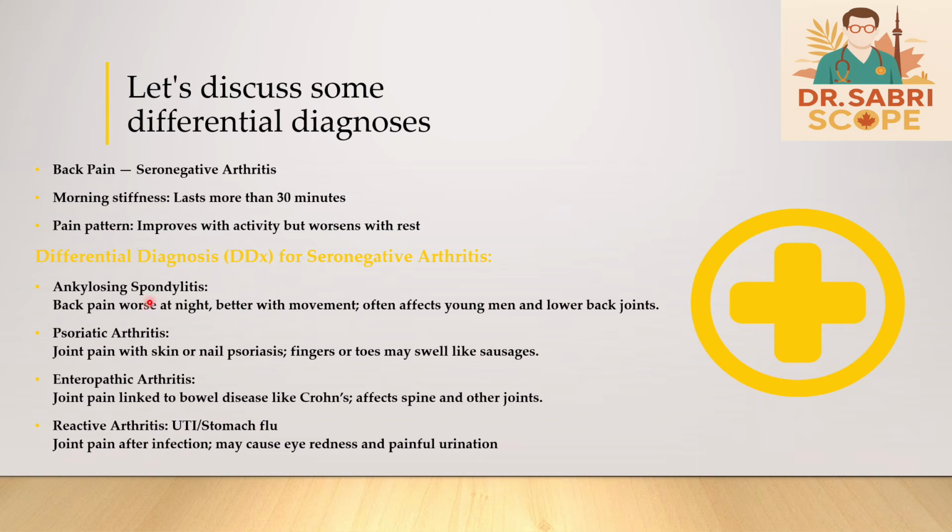Let's start with our differential diagnosis for seronegative arthritis. We'll start with ankylosing spondylitis. This patient can present with back pain, and most of them will be around 25 to 27. The back pain will be worse at night, as we talked, better with movement, often affecting young men in the lower back joints. Second one will be psoriatic arthritis, joint pain with skin or nail psoriasis, where fingers or toes may swell like sausages.